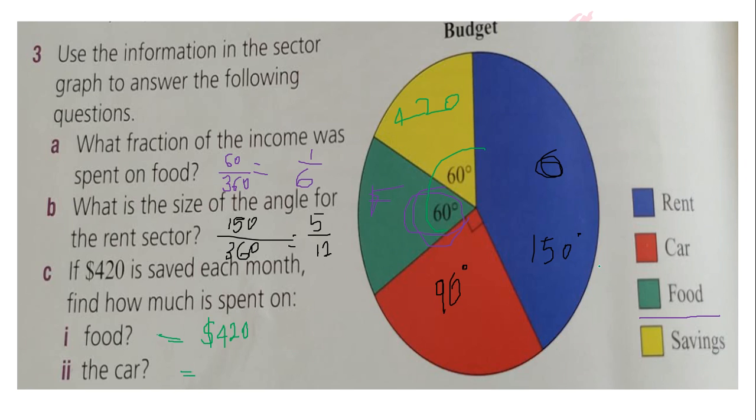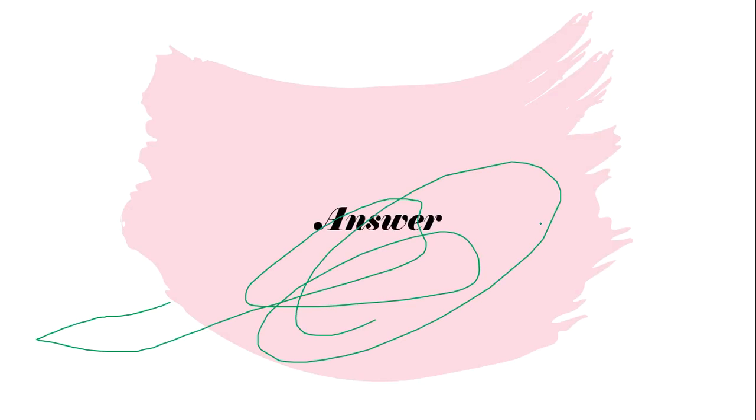Then how much is spent on the car? So the car is this red thing, guys. We haven't answered it yet, but you can see this box here that's giving us the 90 degrees. So with this box, you can think that it's 90 degrees. So you can write it as 90 degrees. So guys, this is the answer of question 3. Let's move on to question 4.